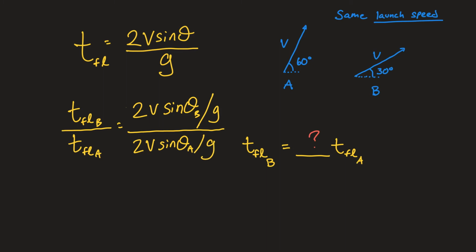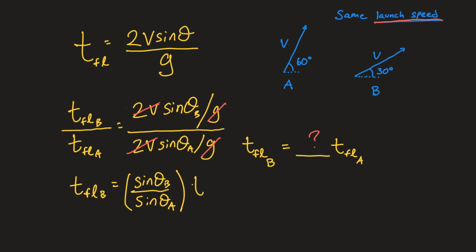All right, so you can start canceling a bunch of stuff out. Of course, that g would cancel out with that g. They're launched at the same speed, so these v's and the 2 would cancel. And lo and behold, we get a ratio of the flight times. We'll bring this other thing onto the other side. So we'll get sine of theta B over sine of theta A, multiplied by the flight time of A. Perfect. So now all we have to do is take this ratio of the sines of the angles of the two, and then we'll get the right result.